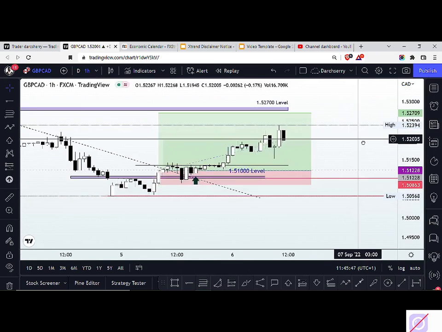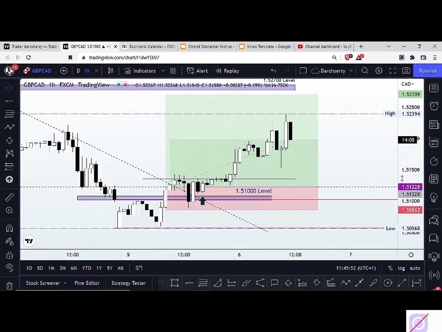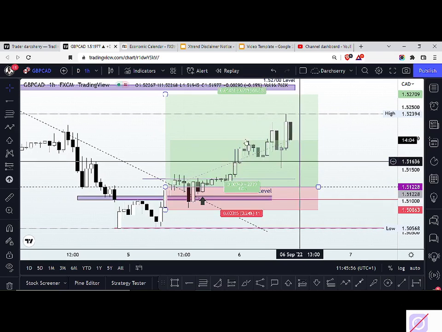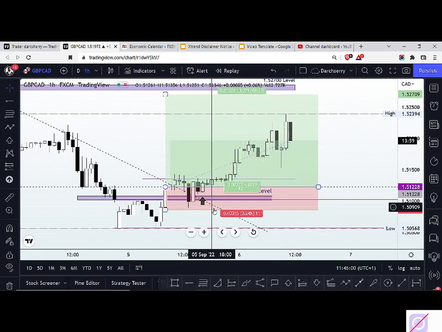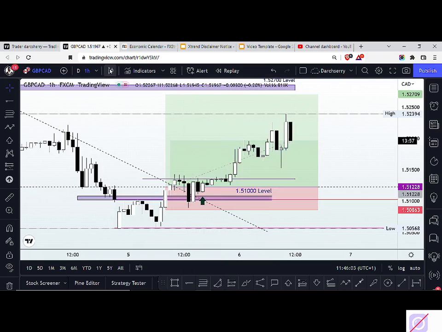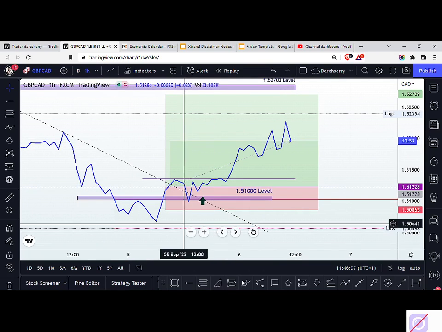So right now, let's look at the current structure since the beginning of the week. We can see that price has consistently found higher lows and higher highs. So what we want to be doing now is to connect the series of higher lows to identify the resultant bullish trend line that we have here since the beginning of the week.